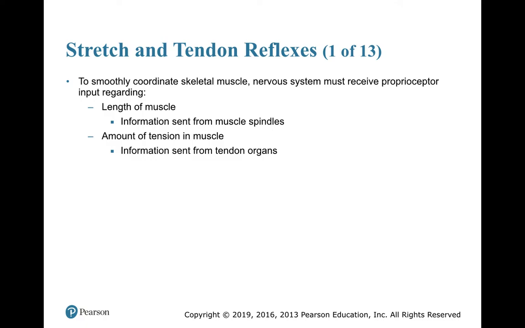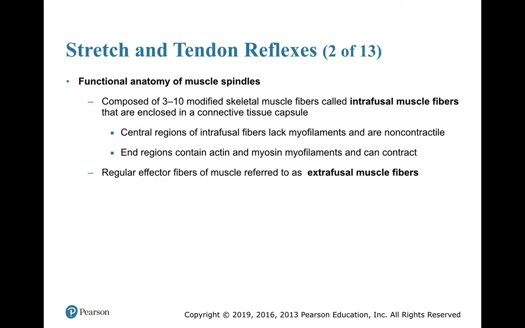To smoothly coordinate skeletal muscles, the nervous system has to receive proprioceptive input that lets it know about the length of the muscle. That comes from muscle spindles. The amount of tension in the muscle comes from the tendon organs we spoke of.